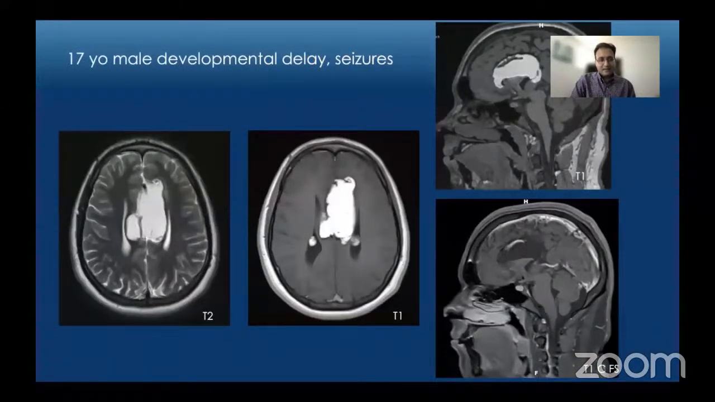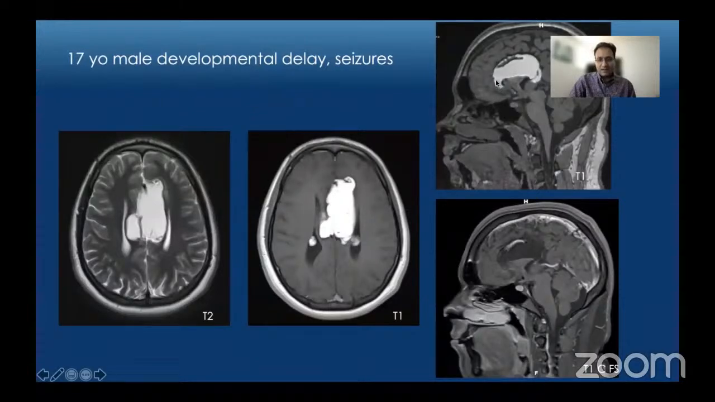This is a companion case. This is a 17-year-old male with developmental delay and seizures. On the axial T2 and T1 weighted images, we see this lobular hyperintense mass in the midline in the expected location of the corpus callosum. Also, there is parallel orientation of the lateral ventricles.